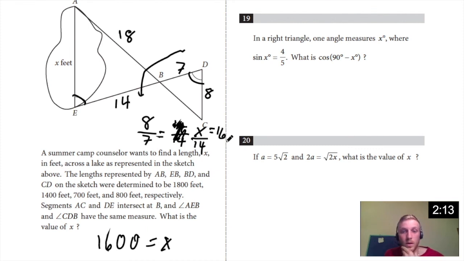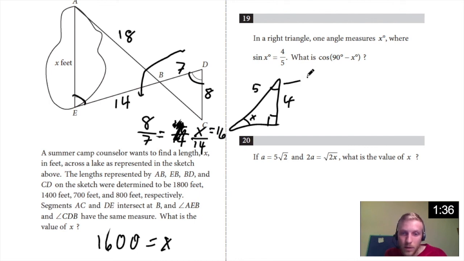Okay. In a right triangle, one angle measures x degrees, and sine of x is equal to 4/5. It's been quite a while since I've taken a trigonometry class. I'm thinking cosine of 90 minus x is just going to be equal to this, but I'm going to draw a picture just to verify this for myself. So I'm going to say this is angle x, 90, and sine is opposite over hypotenuse, so our opposite is going to be 4, hypotenuse is going to be 5.